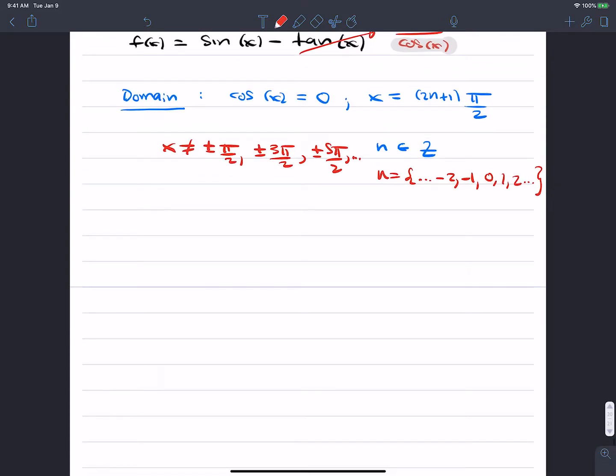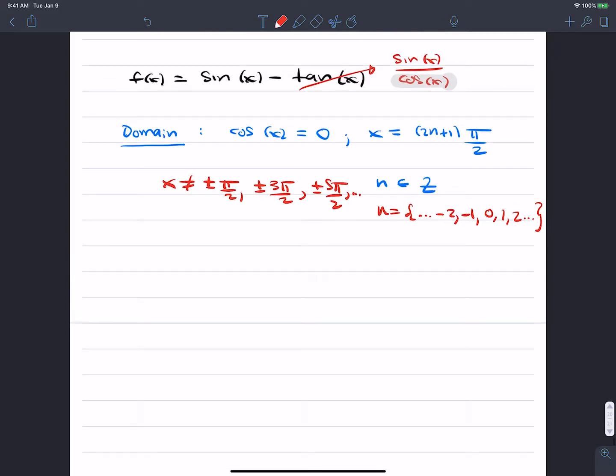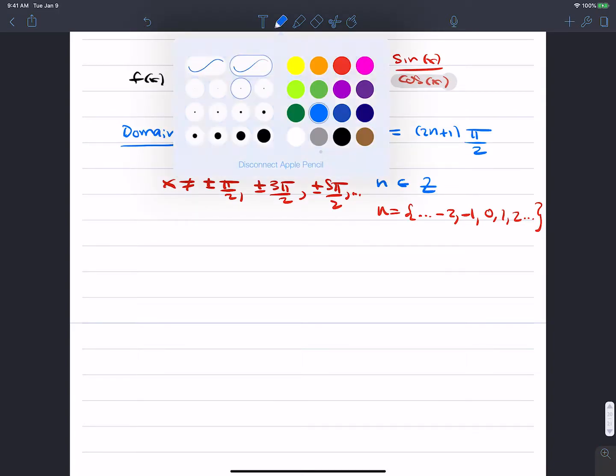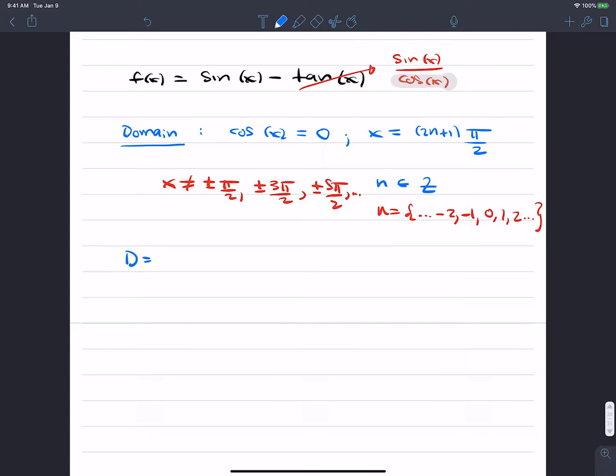So we have to throw out those values because cosine is 0 at those values and this function will not be defined. So your domain really, at the end of the day, is going to be the set of all real numbers x such that x is not all the values that we just listed: plus or minus pi over 2, plus or minus 3 pi over 2, plus or minus 5 pi over 2, and so on. So we have to consider that.